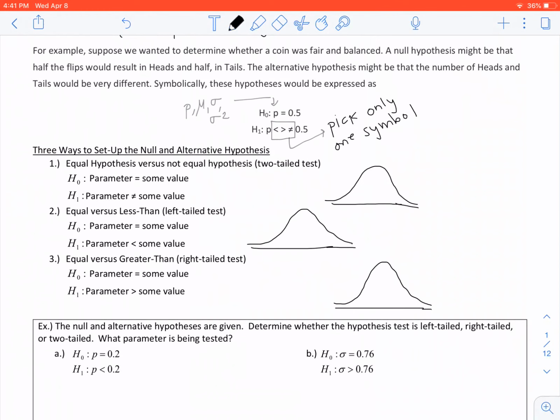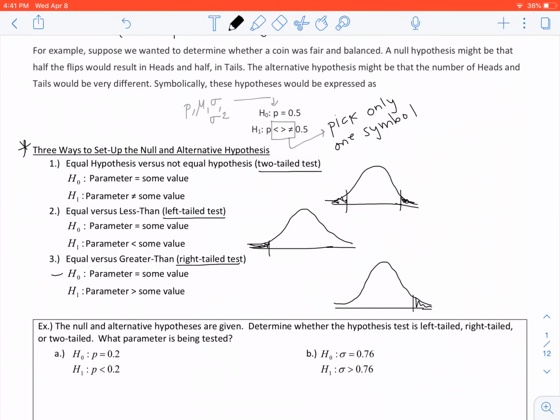There are three ways with those symbols to set up the null and alternative hypotheses. One is the equal hypothesis versus a not equal hypothesis. This is called a two-tailed test. Two-tailed means that we're going to have our values in both ends of our graph. Then we have equal versus less than, or a left-tailed test. Left-tailed means just that the left would be shaded. And then we also have a right-tailed test, so just the right would be shaded.